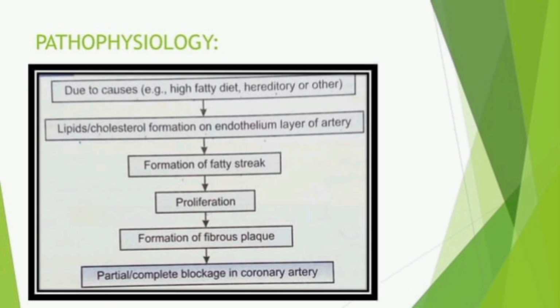Next, we will move to pathophysiology. Due to causes, for example, high fatty diet, hereditary or other, it leads to lipids or cholesterol formation on the endothelium layer of the artery. It leads to formation of a fatty streak. It leads to proliferation. It leads to formation of a fibrous plug. It leads to partial or complete blockage in the coronary artery.